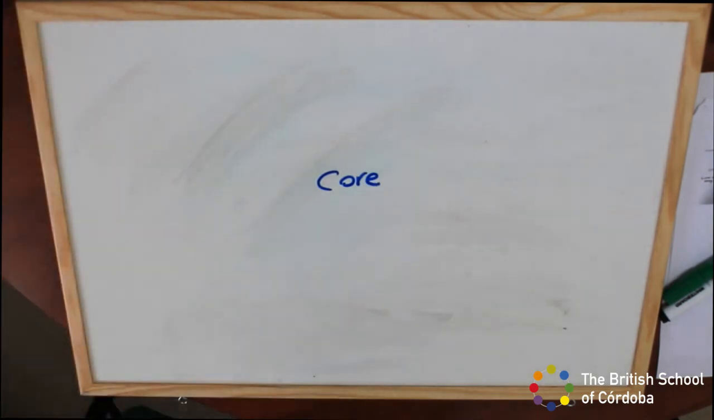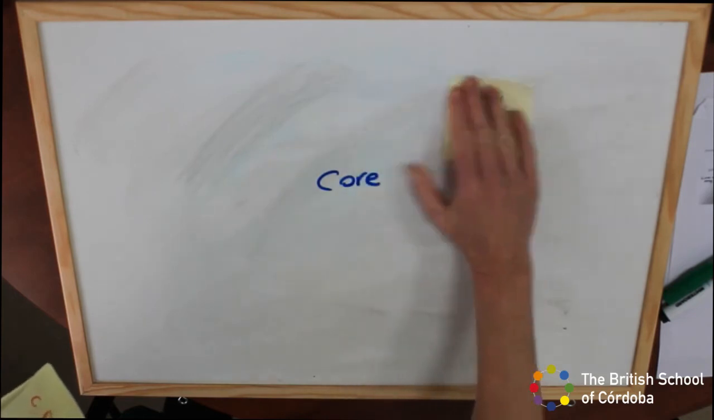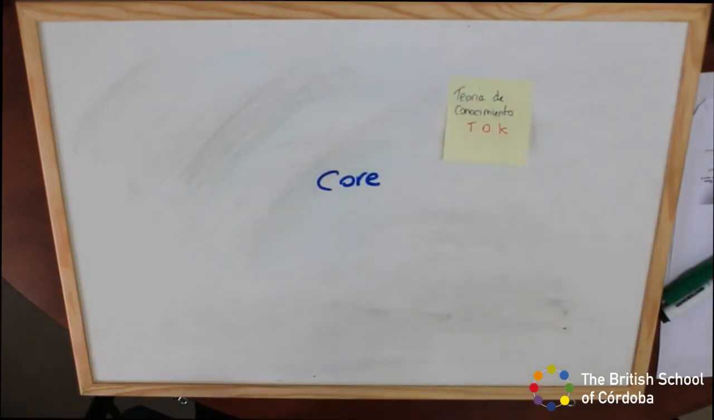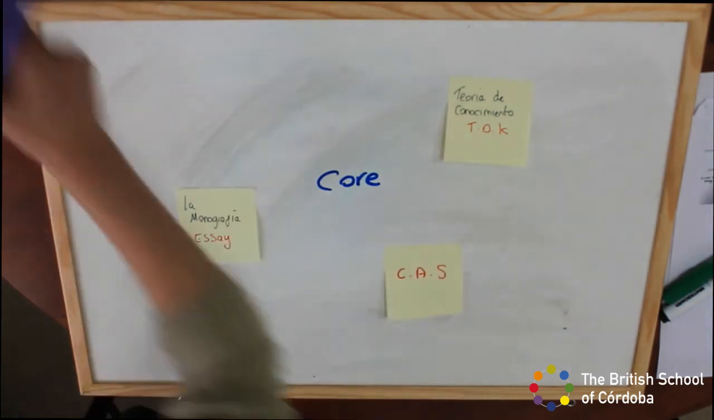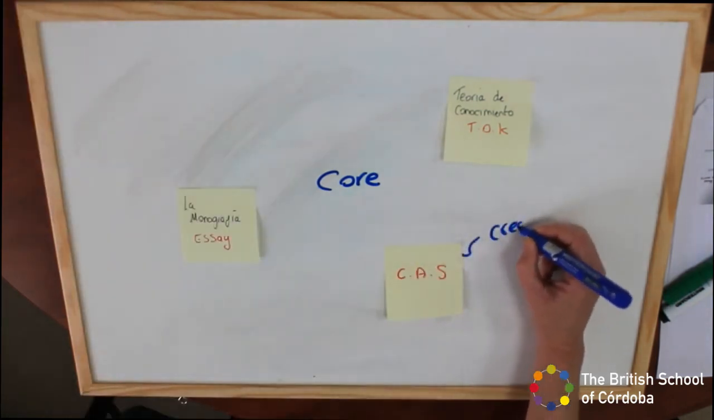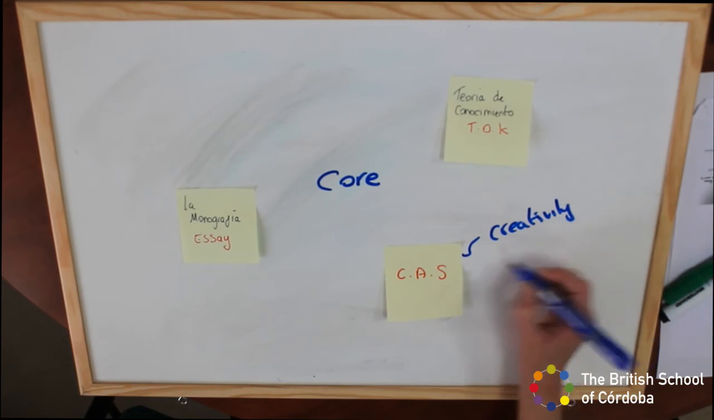The first of these is a theory of knowledge. This enables students to assess how knowledge is attained, to question facts, and this is assessed by an essay or a presentation. In addition, students write a 4,000-word essay on a project of their choice, and this is normally based on one of their subjects.